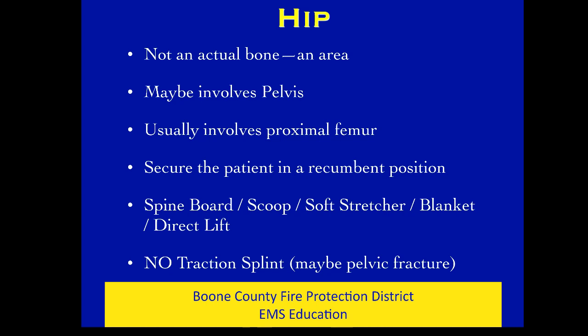And so we'll probably secure that patient in a recumbent position, which means laying down, on their side probably, and we'll use a spine board, we'll use a scoop stretcher, we'll use a soft stretcher, we'll use a blanket, a direct lift. We have lots of options, and so you need to be familiar with how to do all of those splinting tactics, and then you can make the good judgment that's needed to pick the right one at the right time.